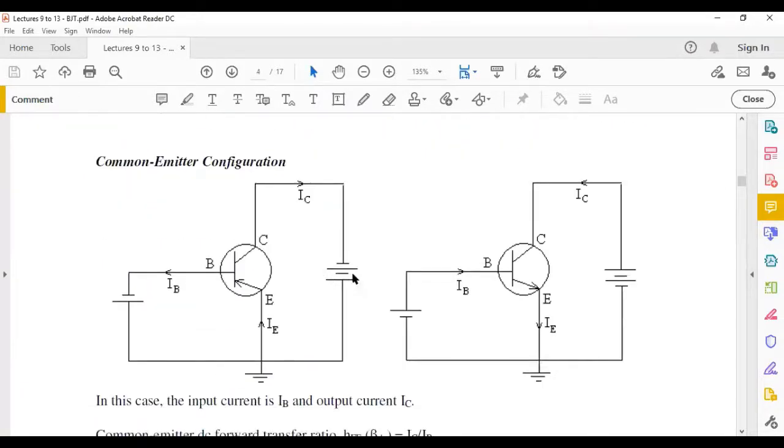Now, the next configuration which we look at is the common emitter configuration. If you look at the common emitter configuration, the biasing would be the very same, so I'm not going to cover the biasing again. Now, important, you have to get used to this. If you look at this transistor, you can find the arrow is going away from the emitter. This is a PNP transistor. Whereas this one, the arrow is coming into the emitter, so it has to be an NPN transistor. You have to get used to that.